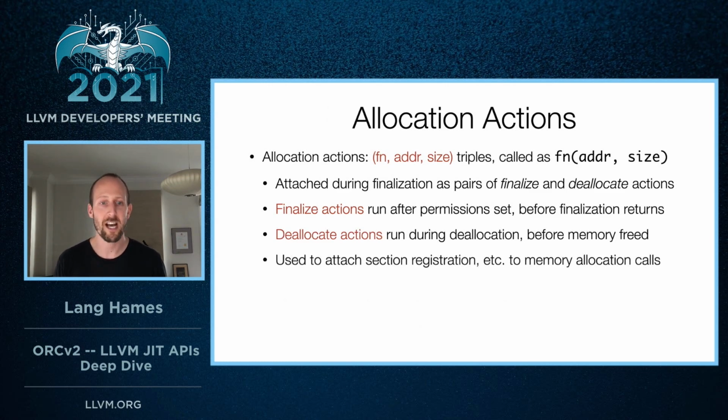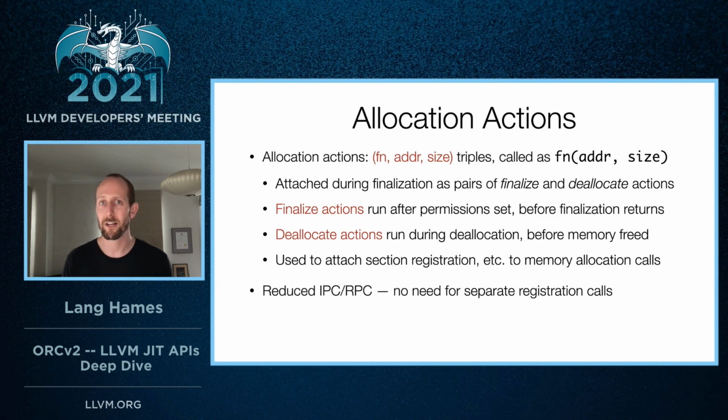So this can be used to attach section registration and other operations to memory allocation calls. So for instance, registering EH frames can be done by attaching allocation actions. There are two benefits to this. The first is that we've got reduced IPC RPC. We can piggyback on top of the memory allocation call to do these registrations. If you can register all of your sections through these allocation actions, which is the usual case, then you can link an object into the executing process with just one IPC round trip.